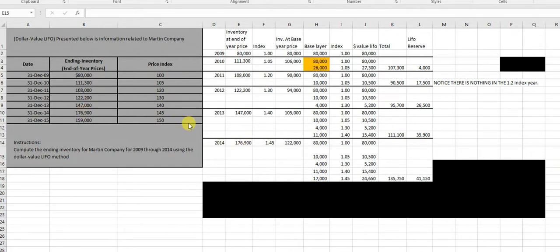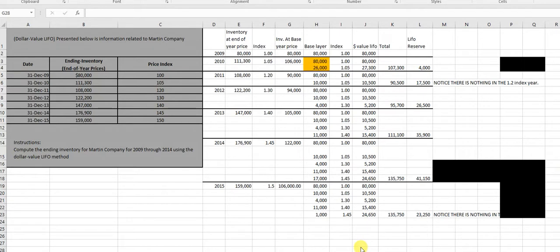2014, 176,900, index of 145, divide by 1.45 to bring it down to base year. Bring it down to base year, split it out. I need these to add up to 122, so this is 105 and it's gone up, so I'm going to need all of these. So I bring the 80, 10, 4, and 11 all down, and then that gives me 105, so I need an additional 17,000 from the 145 level. I bring them back up to the individual layers based on their index, so I add up to 135,750, and I have my LIFO reserve of 41,150.